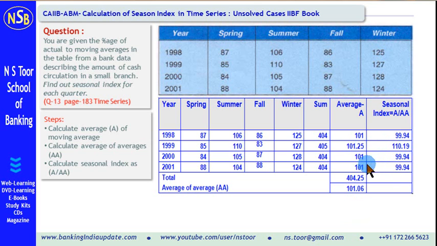Now for this we get this information. For this we get this information. So here it is 119. So this is the seasonal index quarter-wise. That is what we were supposed to calculate, the seasonal index for each quarter. So we have calculated the seasonal index for each quarter.